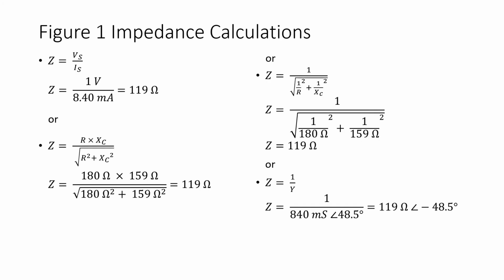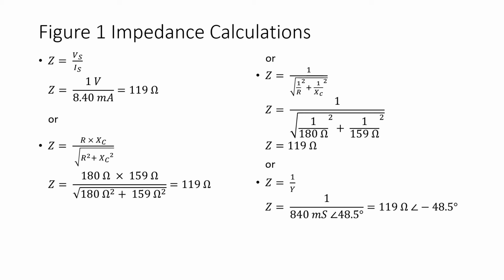Now, again, we can calculate impedance through several methods. The first we show is using Ohm's Law. Impedance equals V source over I source, 1 volt divided by 8.40 milliamps, which equals 119 ohms. We can also calculate impedance using the product over sum formula, 180 ohms times 159 ohms divided by the square root of 180 ohms squared plus 159 ohms squared gives us 119 ohms also.